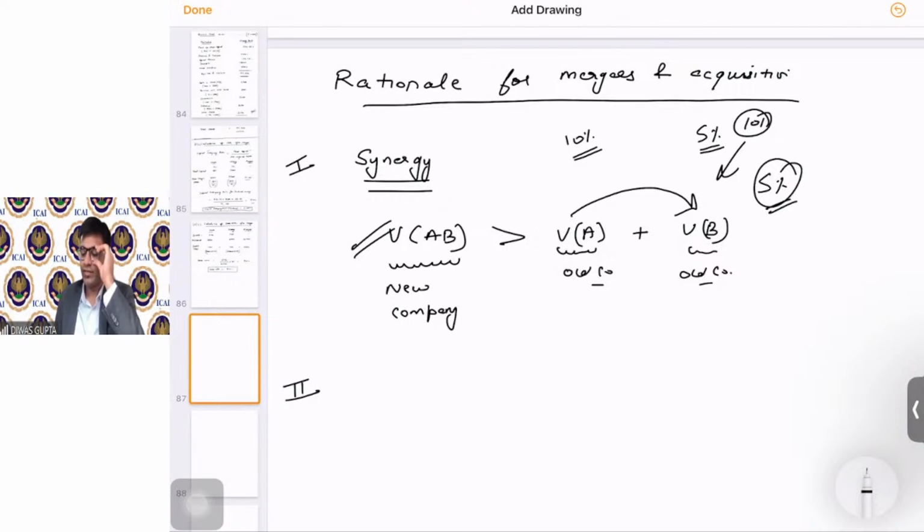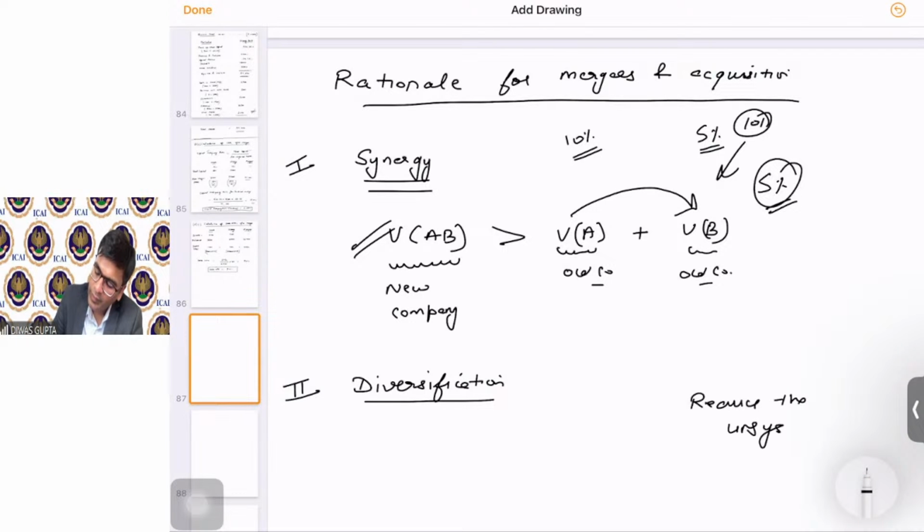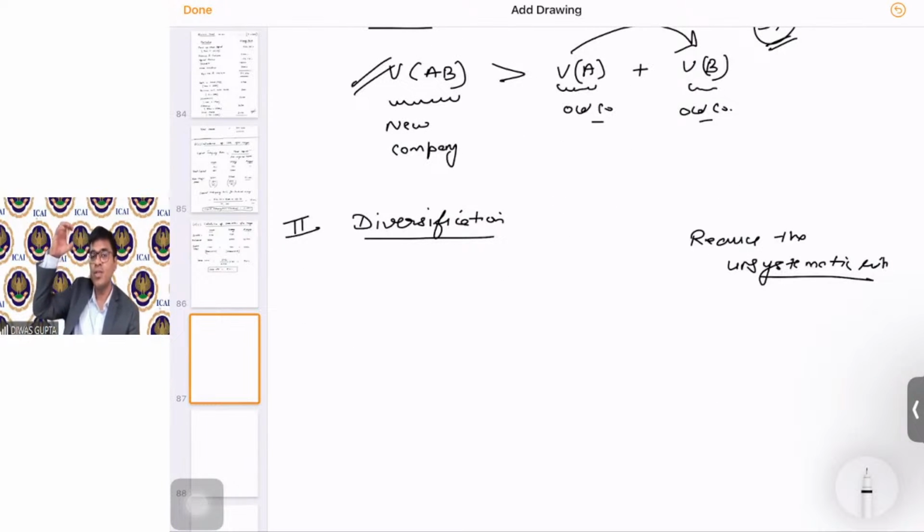Let us move to the second objective or rationale for mergers and acquisitions. This is called diversification. Okay. Diversification, students: in our portfolio chapter, we have discussed the diversification of the unsystematic risk. How? By creating a portfolio, right? So here also the objective is to reduce the unsystematic risk. Systematic risk we cannot reduce because systematic risk is the risk of the system, which is the macroeconomic factors. Only the unsystematic risk can be reduced.